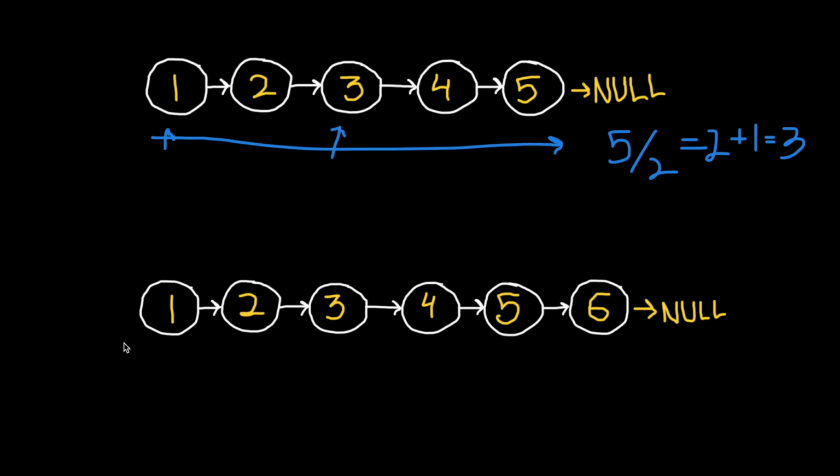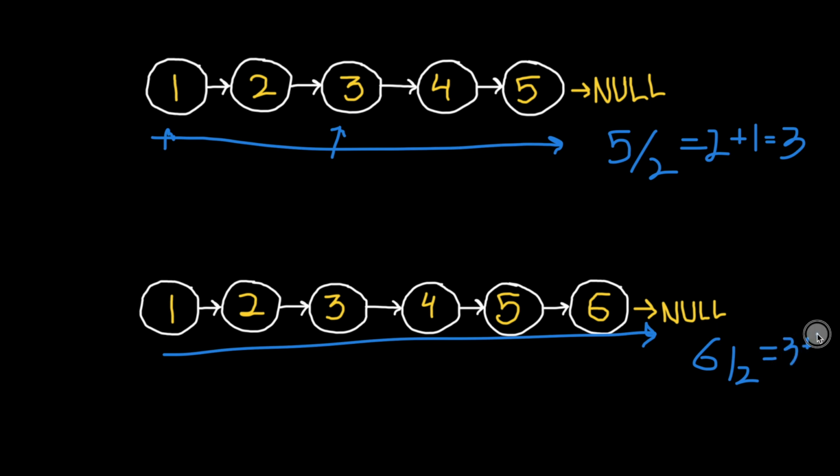Similarly, when the total number of nodes is even, you will do the same thing. In the first pass, you will try to find the total number of nodes. That will be 6. And then 6 by 2 is 3. You will add 1 to it, and it will become 4. So you know that in the second pass, you will have to iterate till the 4th node to find the middle node. So that will be till here, right? Because 4 is your middle node.